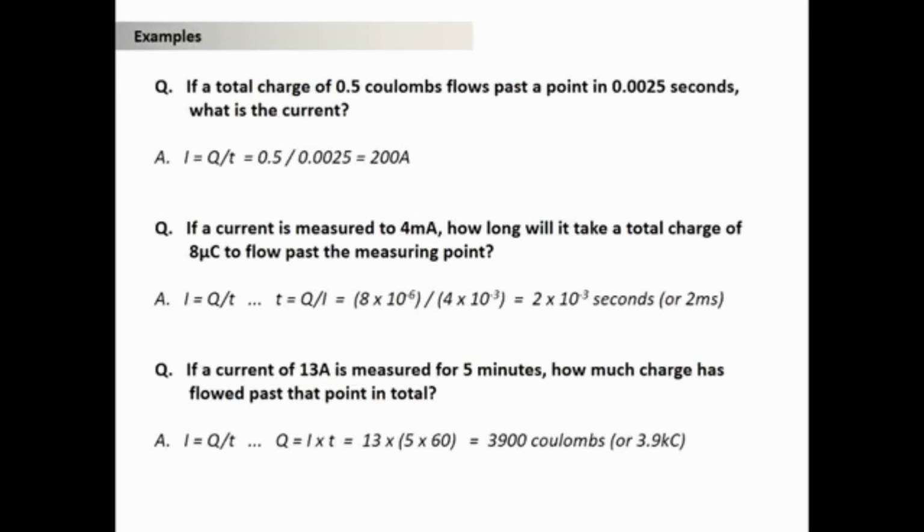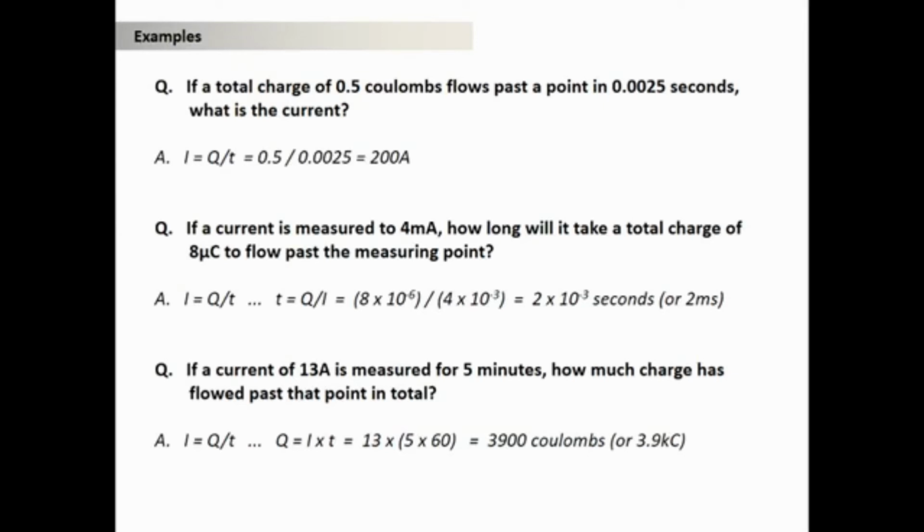Some examples here. The answers are there, but you can practice yourself. If a total charge of 0.5 coulombs flows past a point in 0.0025 seconds, what is the current? So you just put the values in the equation. I equals Q over T. Therefore, 0.5 over 0.0025, and that gives you 200 amps.